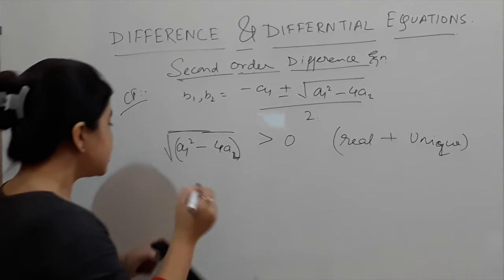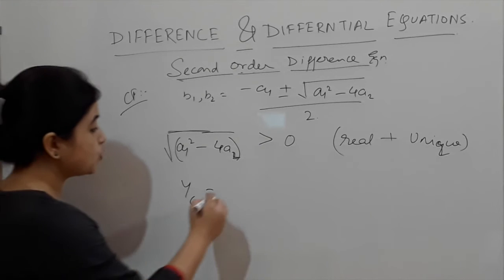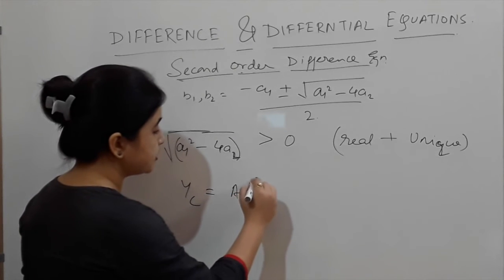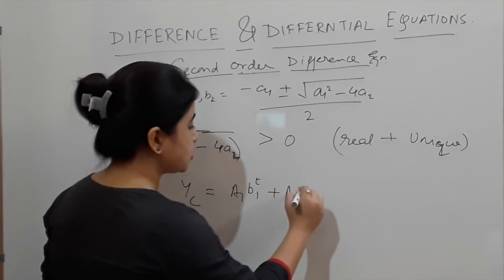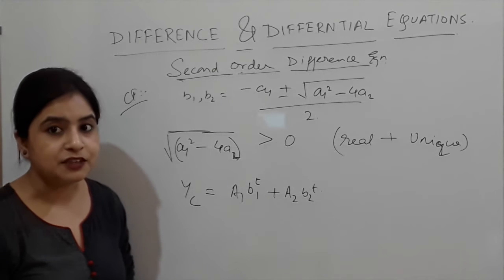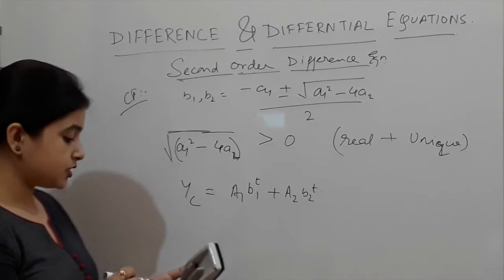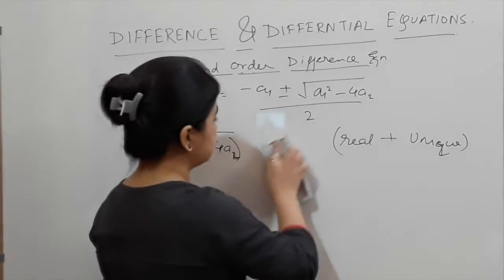Okay. So in this case, the complementary function would look like a1 b1 to the power t plus a2 b2 to the power t. b1 and b2 here are different. Okay. So this is case 1. Let's move to case 2.